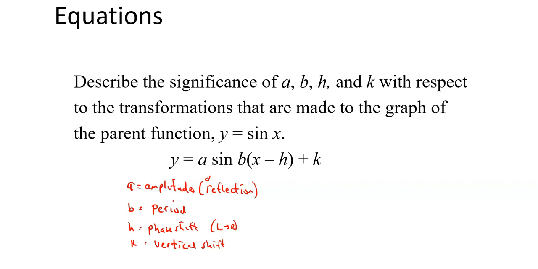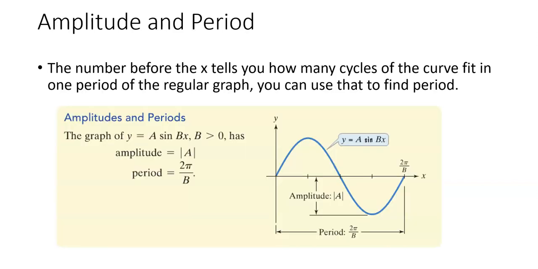We call y equals sine x the parent function. If you wanted to transform cosine, then you would have exactly the same thing with cosine x, except you would be changing the amplitude, the period, the phase, and the vertical shift of cosine x. So here's a nice little picture. Obviously, I did not draw this. I got this out of the book.